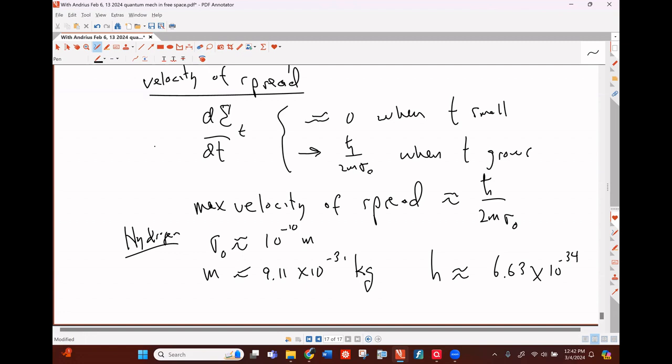And therefore, let's call this Vmax, the max velocity of spread. So Vmax in this case, when you work all this out, you can put this in a calculator if you want, or you can just trust me. I get 5.6 times 10 to the fifth meters per second, which is equal to about 1 over 200 times the speed of light.